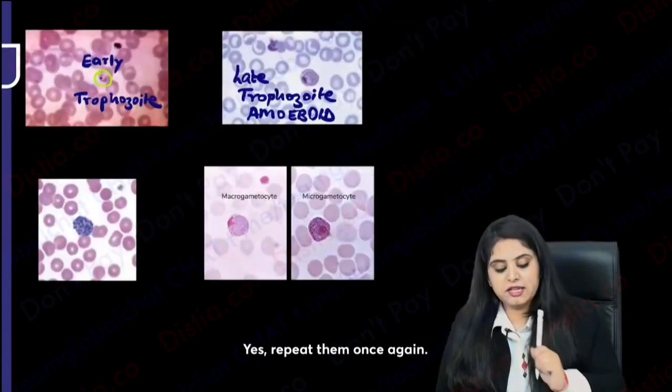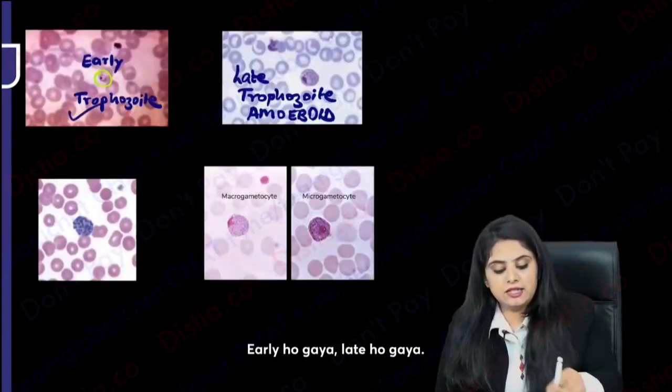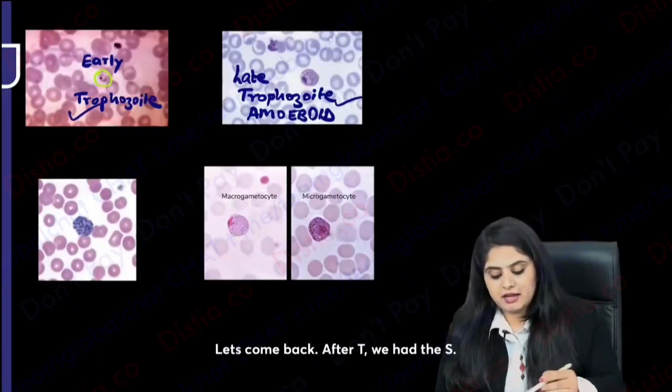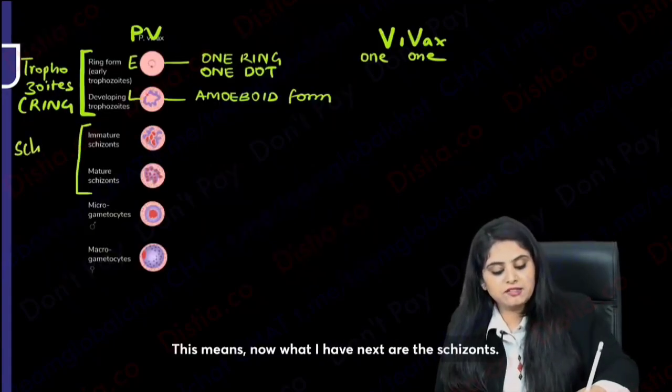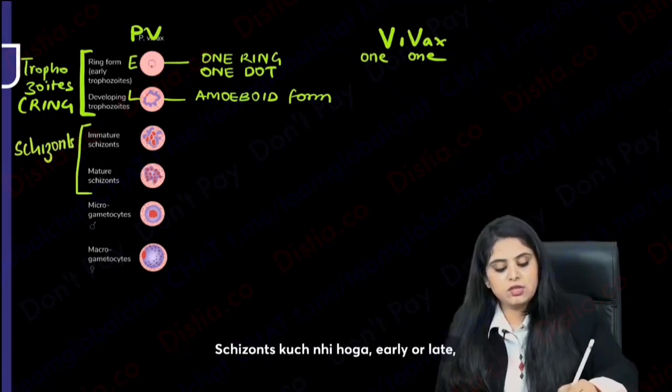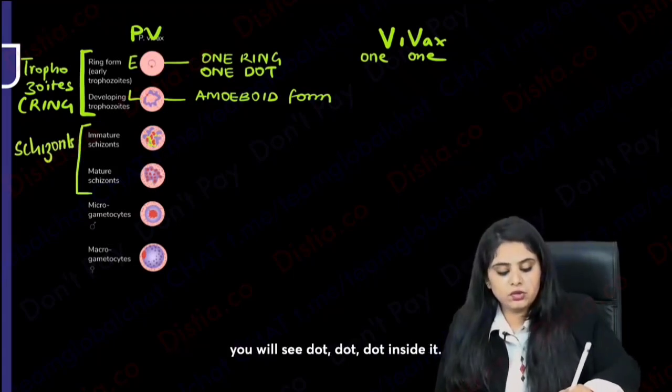Yes, repeat them once again. The early as well as the late are done. Early done, late done. Let's come back. After T, we had the S. So we had to do TSG. This means now what I have next are the schizonts. Early or late, you will see dot dot dot inside it.